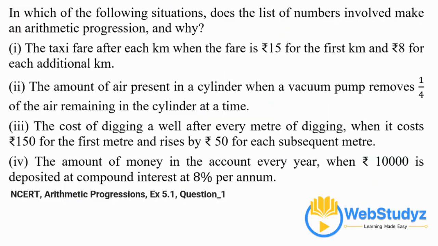Now move on to the second question, which is the amount of air present in a cylinder when a vacuum pump removes 1 by 4th of the air remaining in the cylinder at a time. So let's start the solution. Let the volume of air initially be V liters.